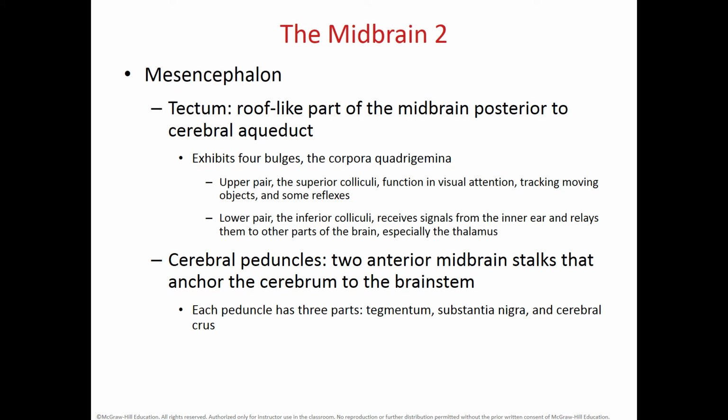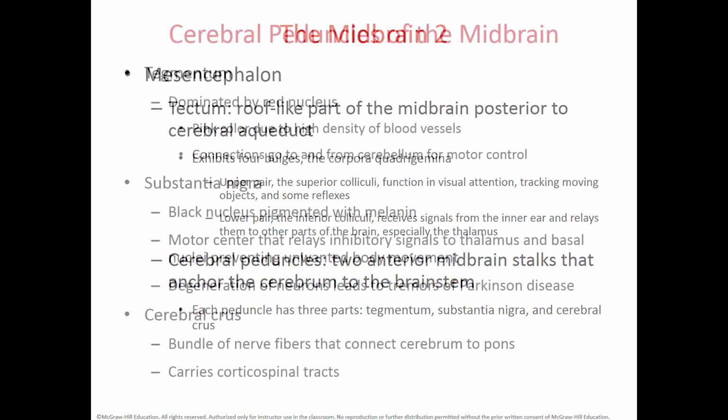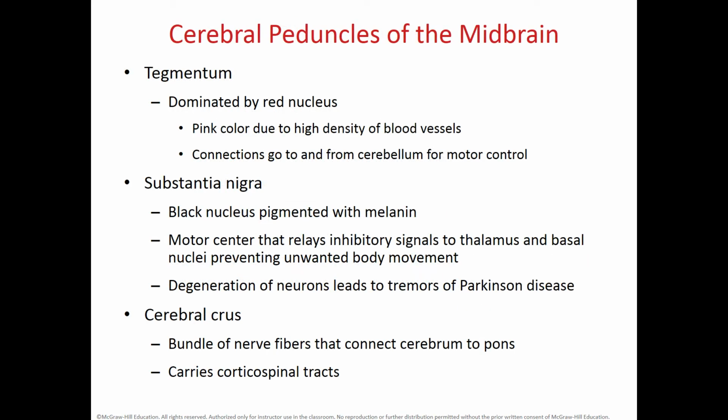information on one side of your body, as if a loud sound is coming, and then you can turn to that side. So now within this area we have the cerebral peduncles, which are two anterior stalks of the midbrain that anchor the cerebrum to the brainstem. And then within the peduncles we have three parts that are called the substantia nigra, tegmentum, and cerebral crus, or crossing. So the tegmentum has a nucleus that we call the red nucleus. It's called red nucleus because you have a lot of blood vessels.